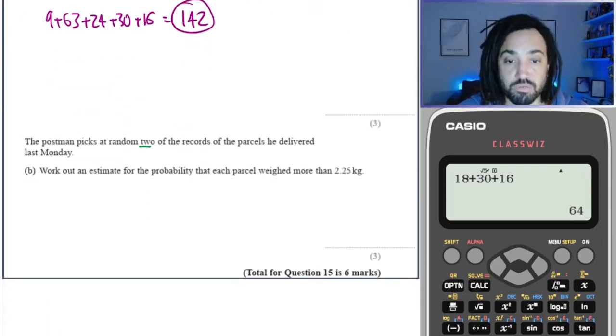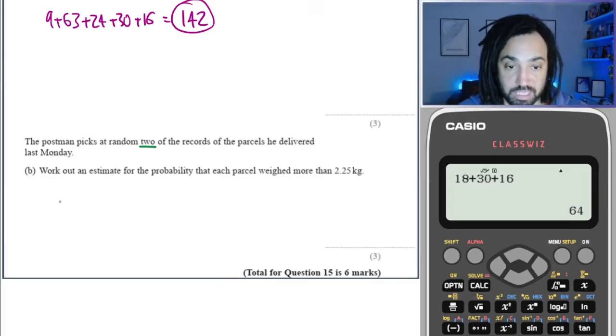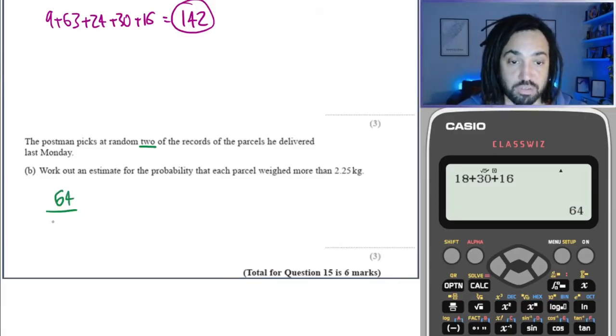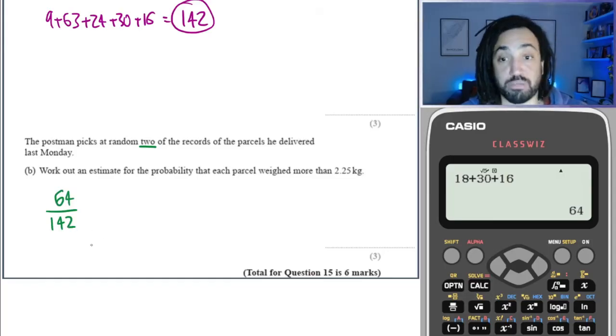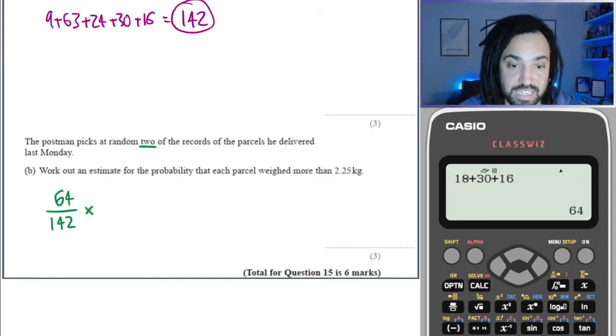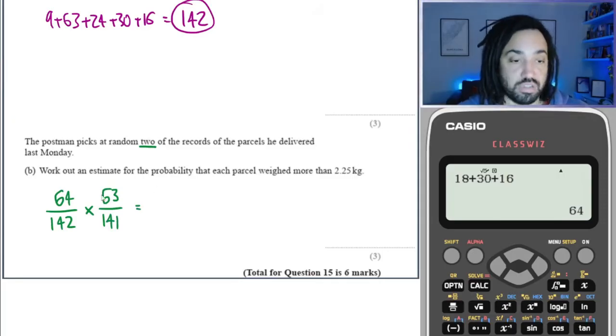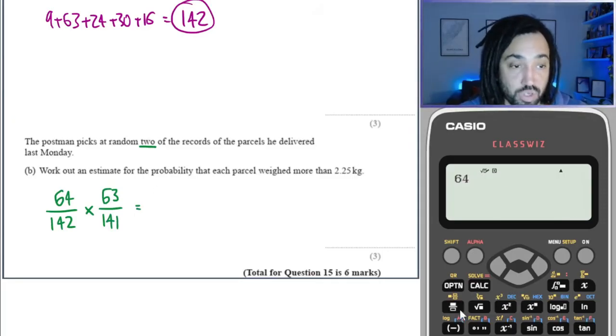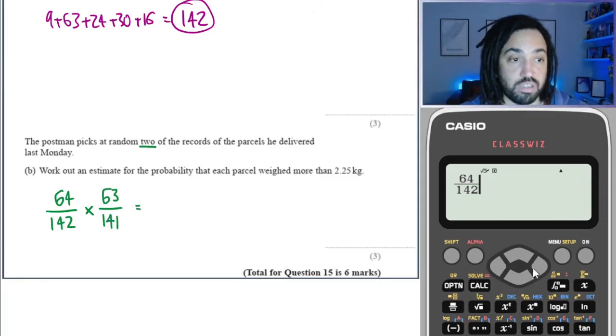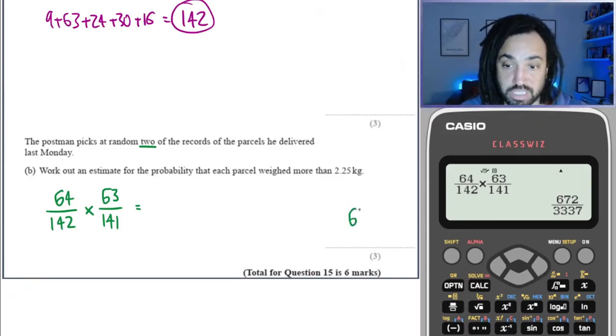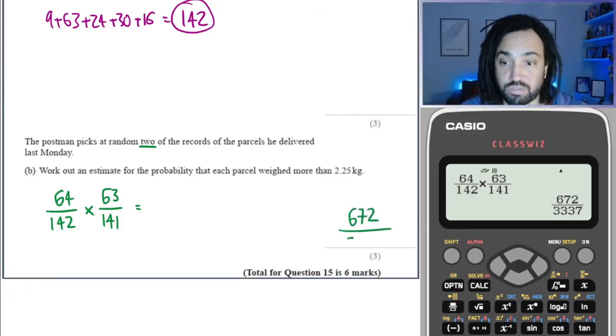He picks 2 of them at random. So the first one he picks, you've got 64 out of 142 for it to be more than 2.25. And then the next one, there's only 63 now out of 141. So that's the calculation we have to do to get 2 of them above 2.25. So I'm sure that would catch some people out. So the answer is 672 out of 3337.